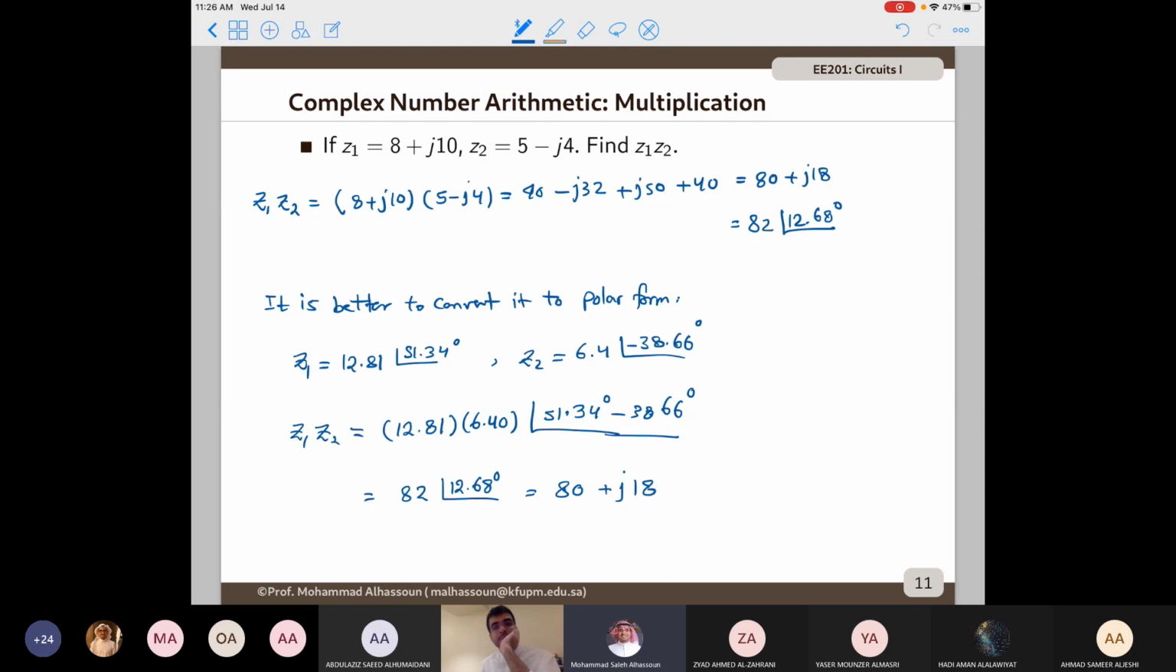Any questions about the Aziz? Doctor, is J square equal to -1? Yes.